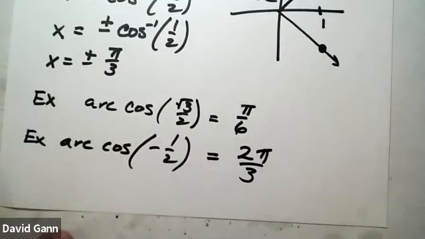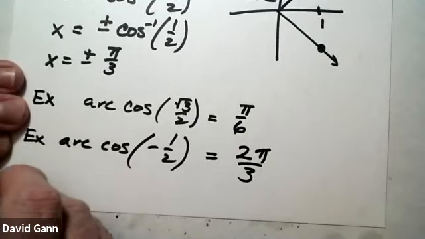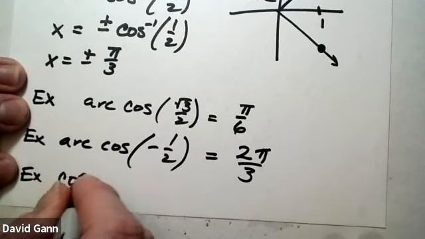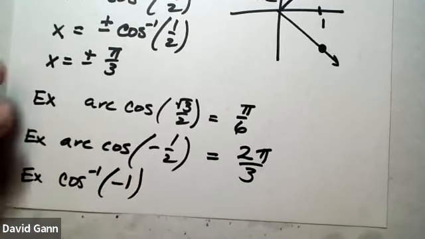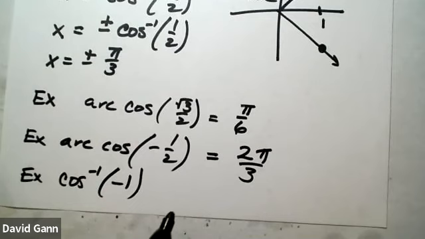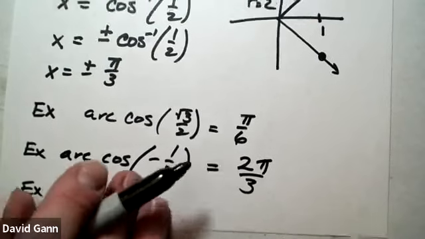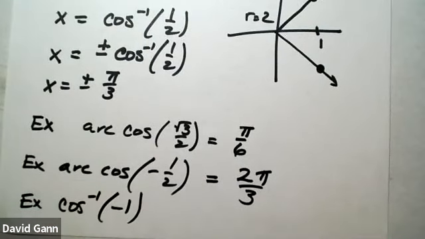How about another one? Pretty simple. How about the inverse cosine of negative 1? Well, there's only one location where cosine is actually equal to negative 1. And that's at pi. Now, it turns out there are special cases where the roots are the same angle. The alternate roots are actually the same angle.